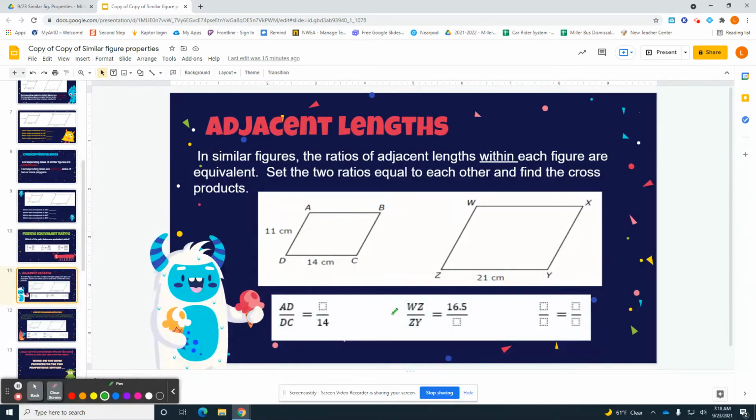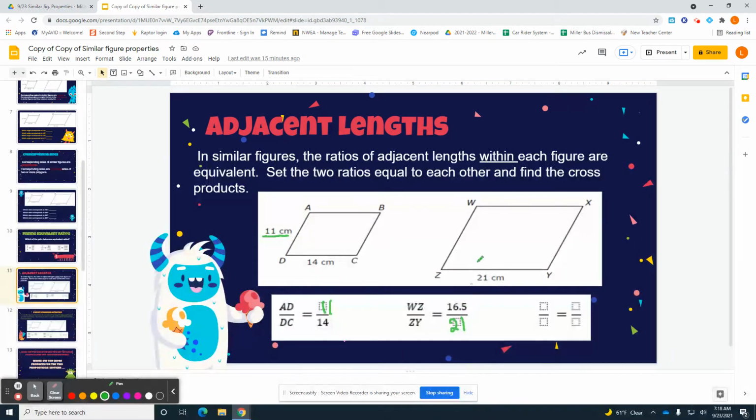Sorry. So the measurement for line AD is right here. So that is 11. So I'm gonna plug it in here. Now we have the measurement for WZ down here, which is 16.5. And then we have the measurement down here for ZY, which is 21.